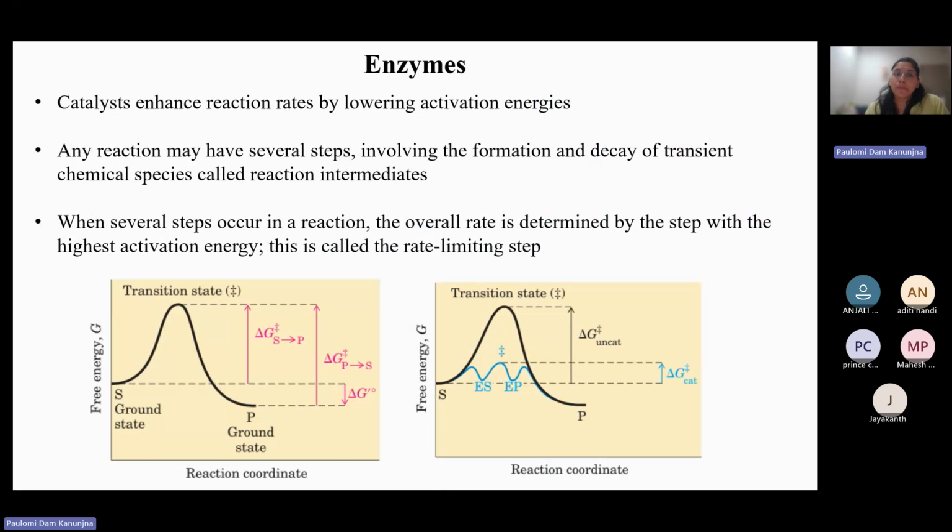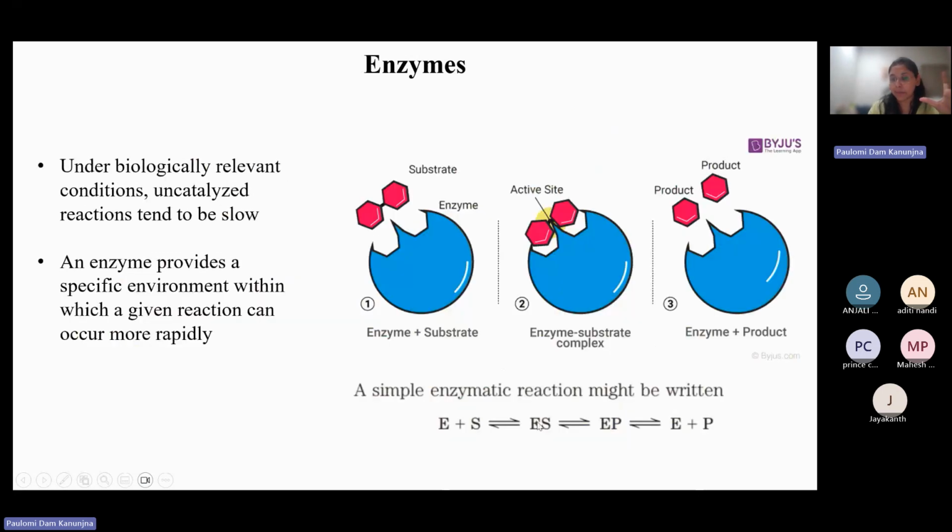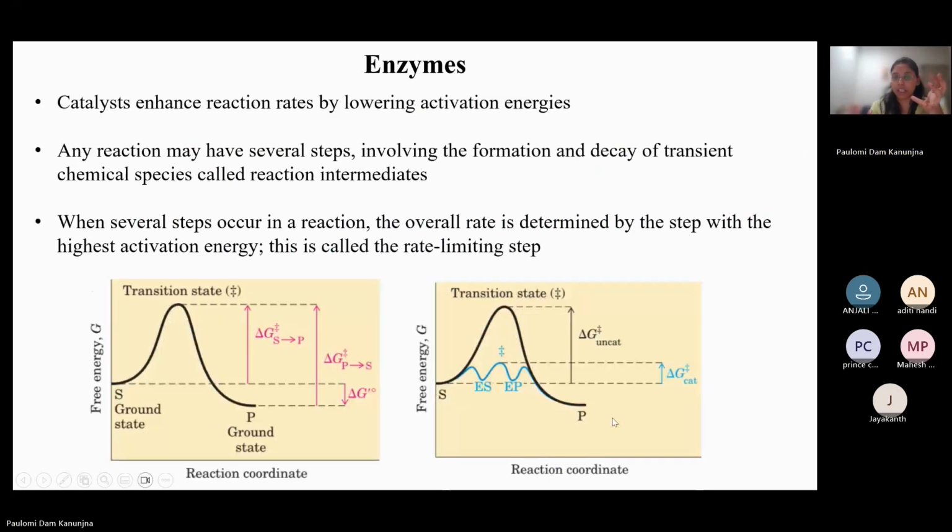Right. So like I said, catalysts enhance reaction, and they do this enhancing of reaction rates by something called activation energy lowering. Any reaction that has several steps involves the formation of transient chemical species. All these enzyme substrate complex, enzyme product complex are basically transient chemical species that will break away to give the final product. Because they are intermediates of the final processes, they are called reaction intermediates.